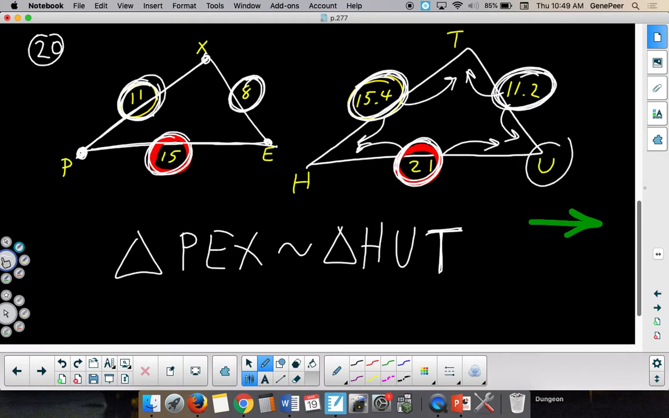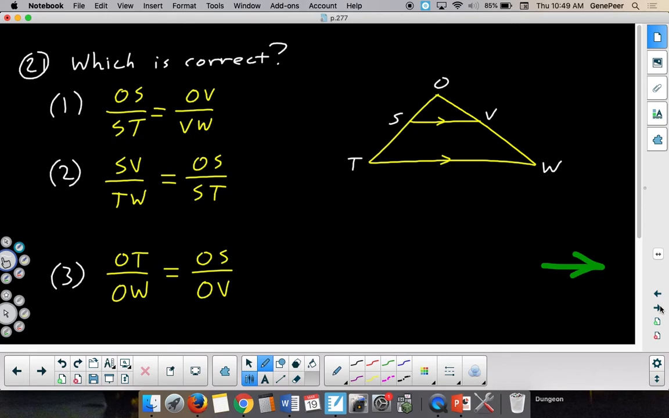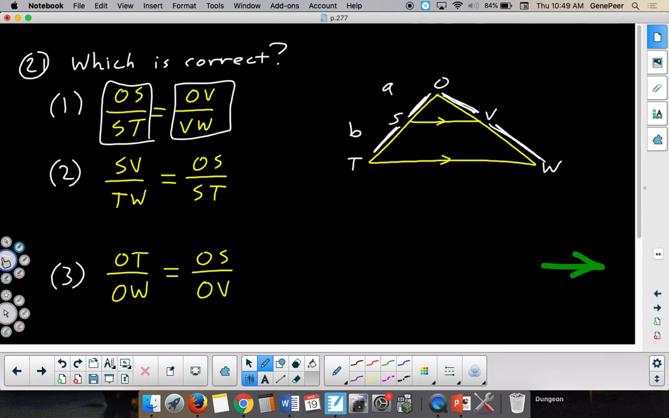All right, that's number 20. We move on. What's next? 21. This should be relatively easy. This is checking us out on the stuff that we looked at in the last video. We have OS over ST. They're claiming that's going to be equal to OV over VW. Did they do it right? Yes, that's what we were calling A over B equals C over D. This one is correct. How about number 2?